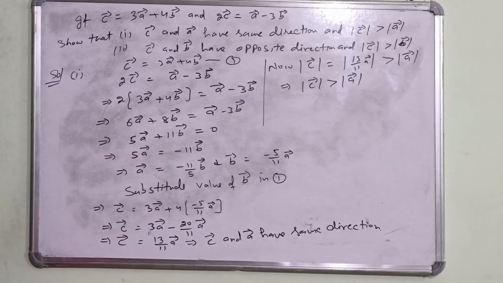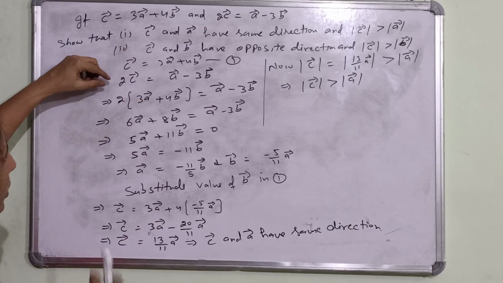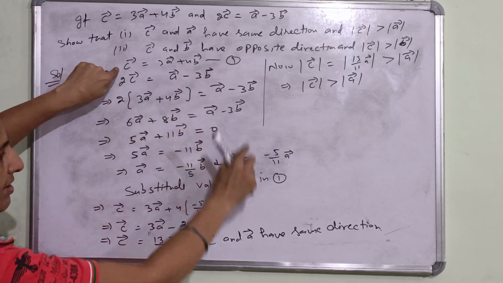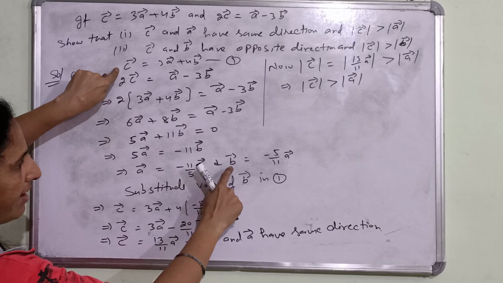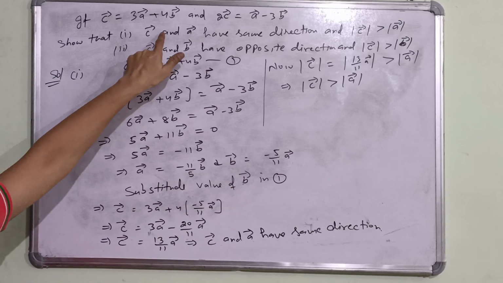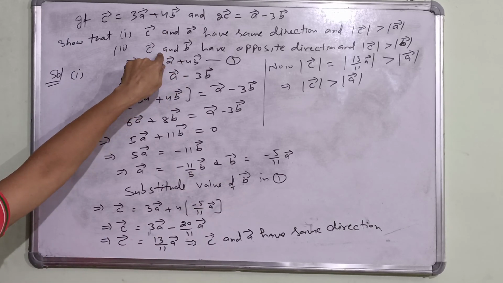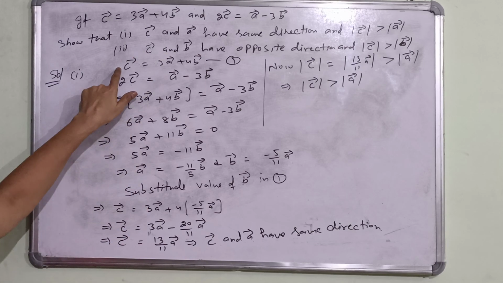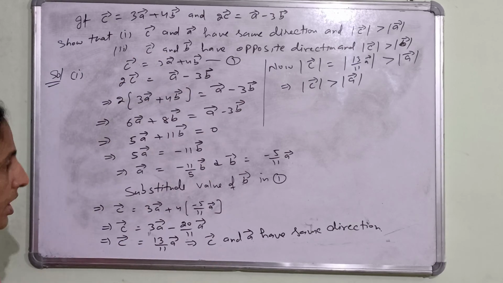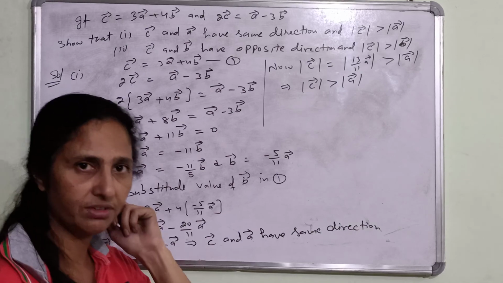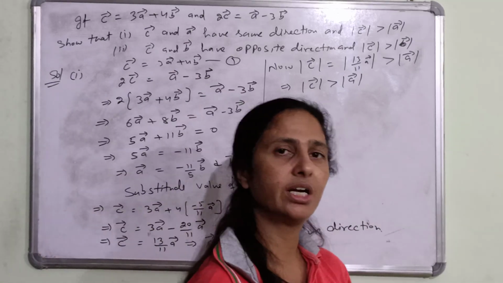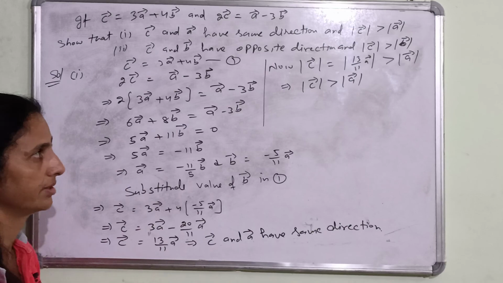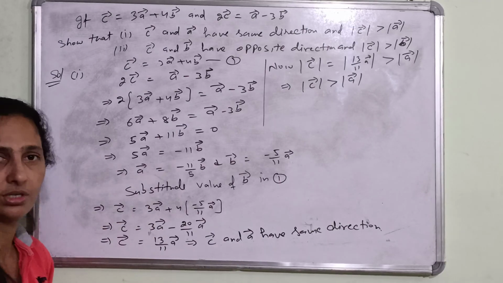Now for the second, you can do it yourself. In this one we have to eliminate B, and here we have to eliminate A, so we have to substitute the value of A here. In the same way you can do it, and that would have a different sign, a negative sign, which means that would be of opposite direction, and you can solve it by yourself.